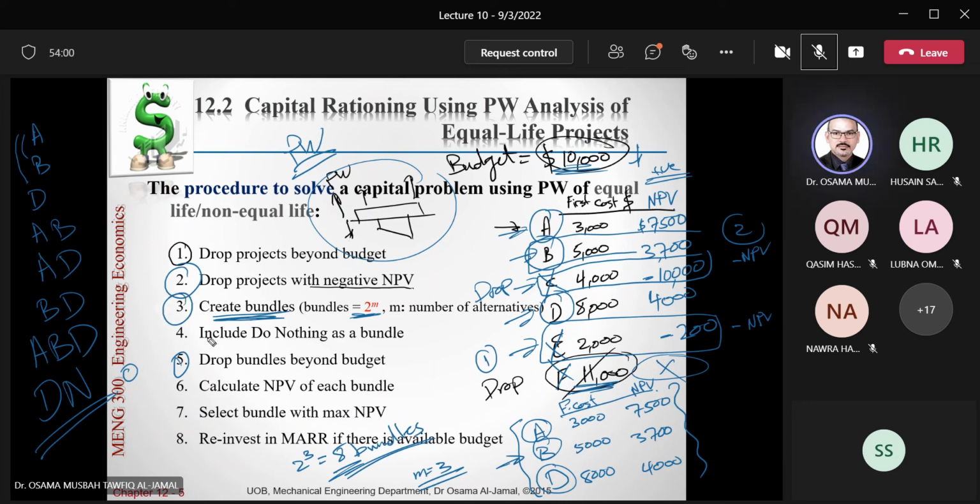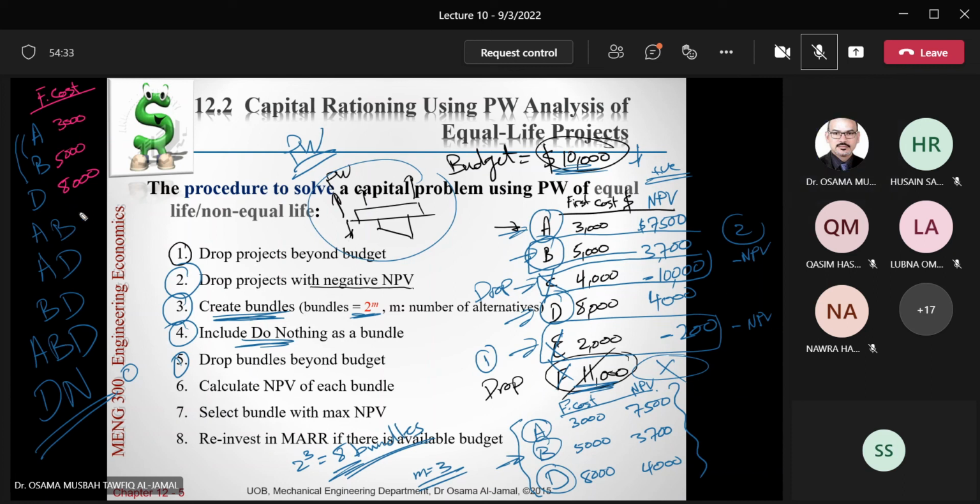Now we've done with this. Includes that do nothing as a bundle. Now it says here drop bundles beyond the budget. بعد مرة ثانية بنرد نسوي شيء ثاني الحين. Bundle A. What is the first cost? We need to look for the first cost for all of them again. We know the first cost for A 3,000, for B 5,000, for D 8,000.